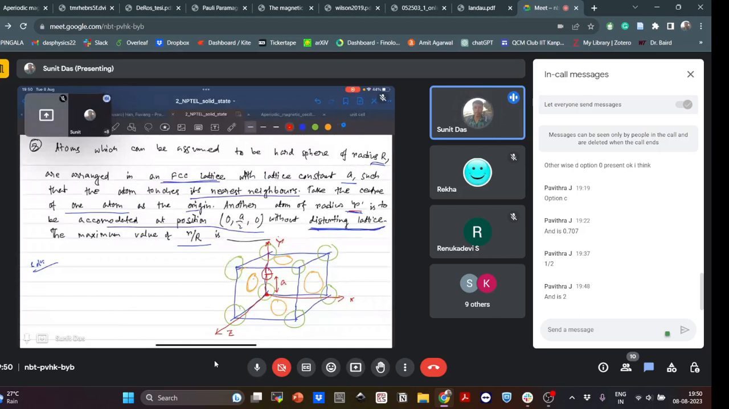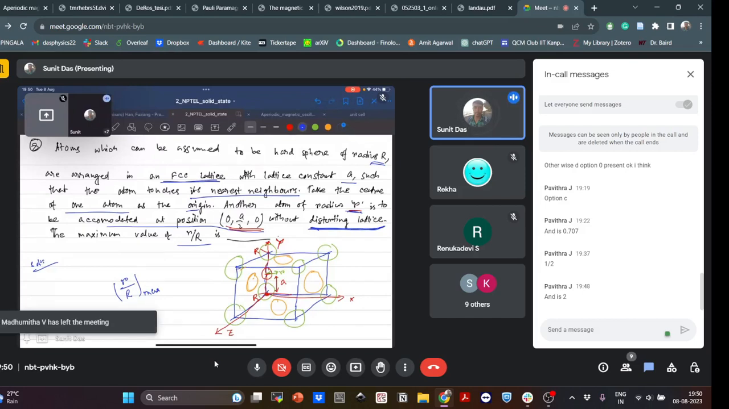This is the y axis, right? So 0, a by 2, 0, so 0, 0, a by 2. In the y axis there are these atoms which have radius capital R. This atom also has capital R, but this atom has radius small r. We need to find that small r by capital R maximum, given the condition that there should be no distortion in the lattice, so that this atom doesn't get displaced from its own position.